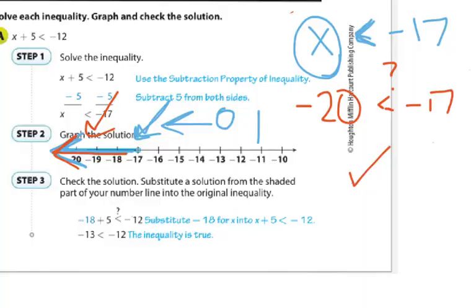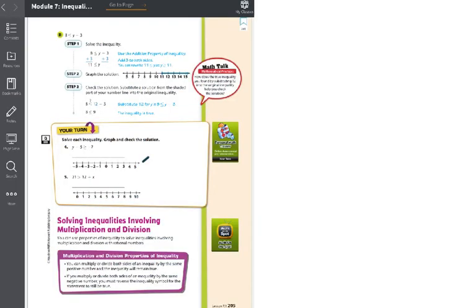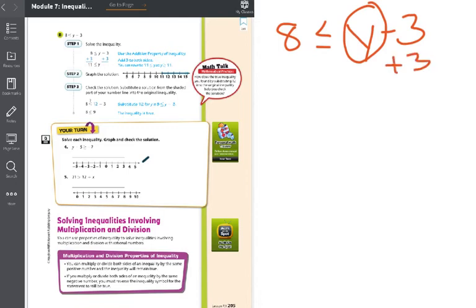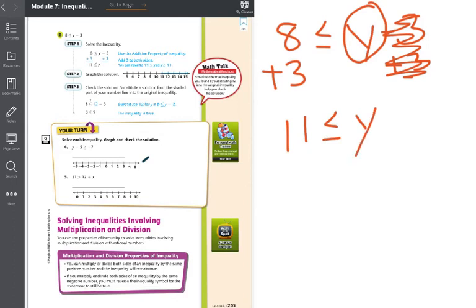Let's move on to the next page, and let's give you another one. Here's a second example. 8 is less than or equal to y minus 3. Now our goal for this problem is to find out what y equals. So we've got to get it by itself. How do we get that y by itself? Just like our other problems, we need to add 3 in order to get rid of this part. Whatever we do to one side, we have to do to the other. So I'm going to add 3 over here, and I end up with 8, 9, 10, 11. 11 is less than or equal to y.